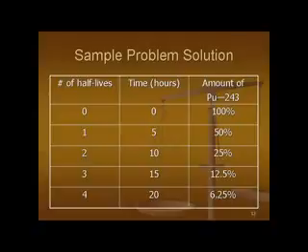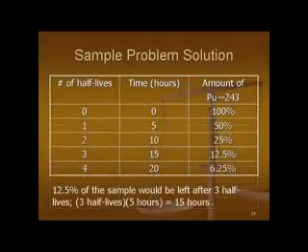I set up the time. Of course, at 0 half-lives is our time of origin, 0. 1 would be 5 hours, 2 would be 10 hours, 3 would be 15 hours, and 4 would be 20 hours. And then the amount left. In the beginning, we start with 100%. After 1 half-life or 5 hours, there's 50% left. After 2 half-lives or 10 hours, there are 25% left. And after 3 half-lives, which is 15 hours, 12.5% of the original plutonium-243 sample is left.